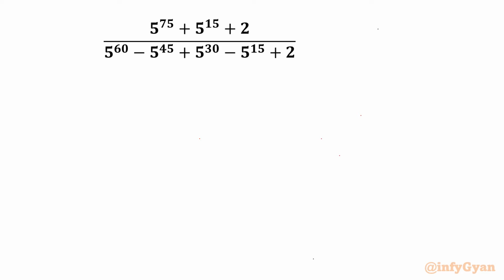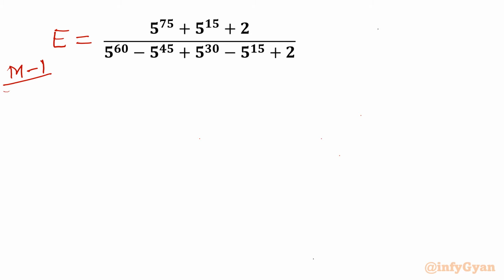Today in this video, we are going to simplify one very interesting algebraic expression. It is (5^75 + 5^15 + 2) / (5^60 - 5^45 + 5^30 - 5^15 + 2). Let us call this given expression as E. And I will simplify this question in three different ways.